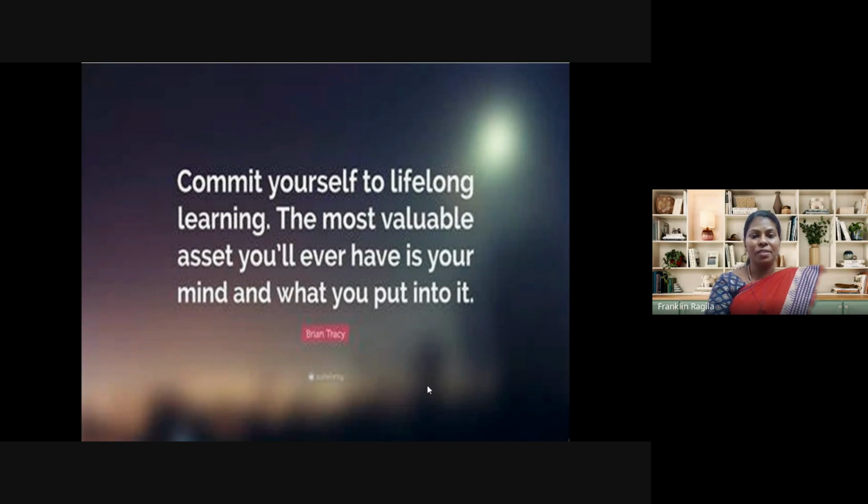Let me start with the quote given by Brian Tracy. Commit yourself to lifelong learning. The most valuable asset you will ever have is your mind and what you put into it.